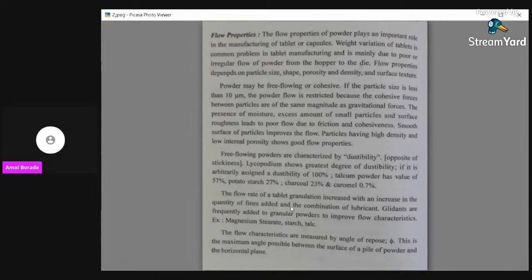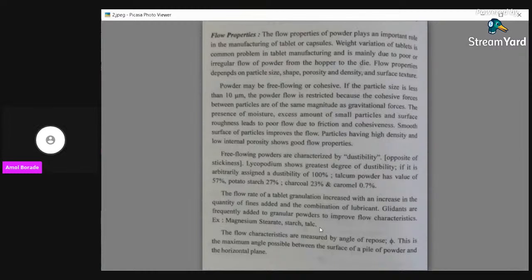The flow rate of the tablet granulation will increase with the quantity of fines added and the combination of lubricant and glidants. Glidants are frequently added to granular powder to improve the flow characteristics. We already discussed examples of glidants and lubricants: magnesium stearate, starch. Most of the stearates are glidants in nature, and magnesium stearate is one of them. Starch and talc. So this is the general discussion about flowability.